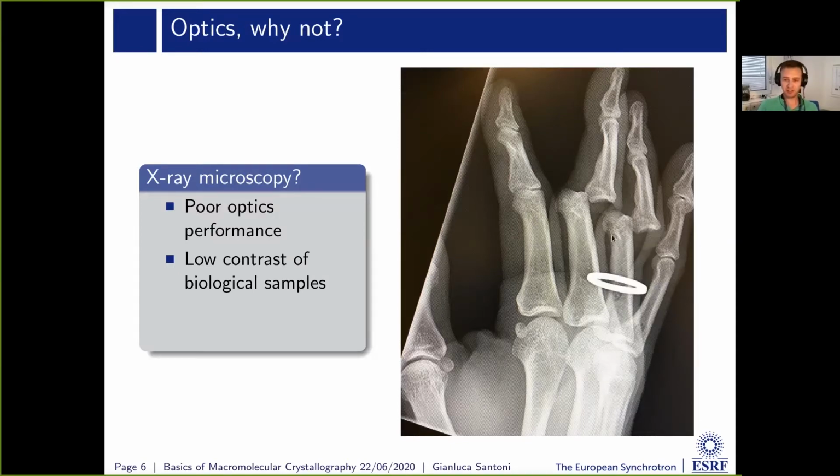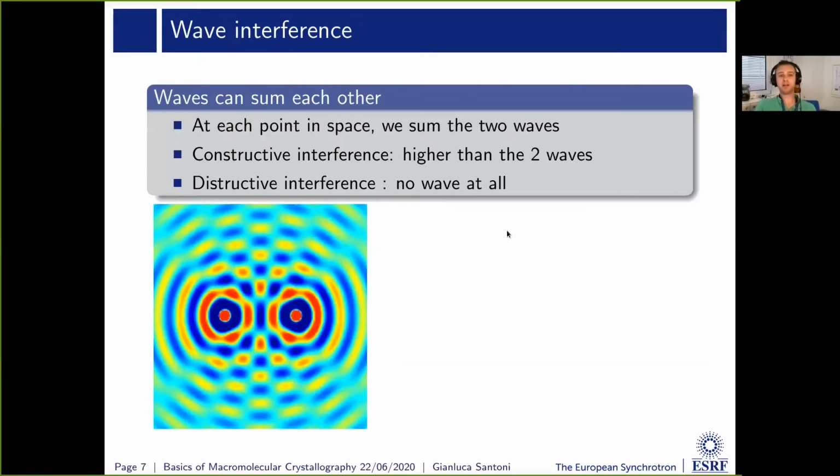But you can also see that the biological sample that we are interested in, which is the flesh around the bones, is actually just a slight shade. So it's very difficult to observe it with X-rays. So we need a different approach. Luckily enough, X-rays are waves, so we can get a bit creative with our approach, and we can use, for example, interference. The phenomenon of interference works like this.